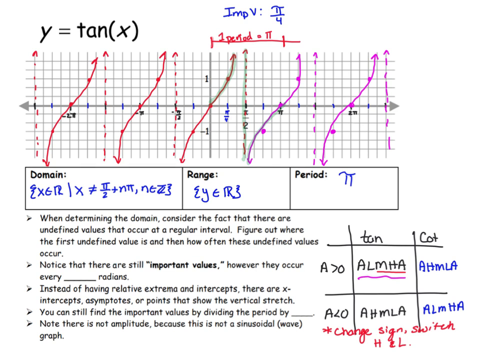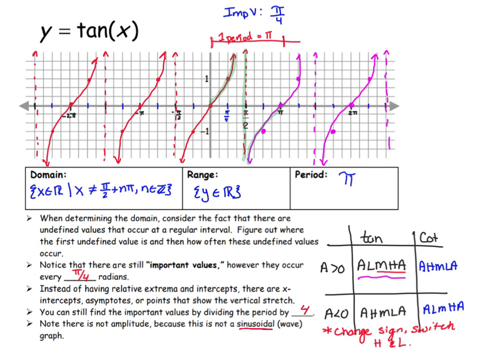Just like our other functions, we notice that there are still important values. However, they occur every pi over 4 in this case for their parent function, like we stated earlier on the top. And you can still find important values by dividing the period by 4. That has not changed. That's still the same.